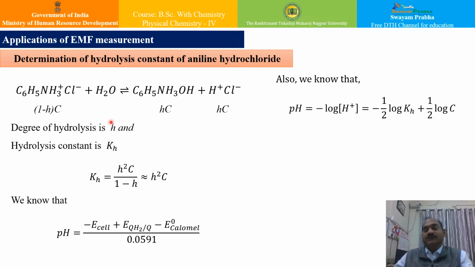As we were discussing the applications of EMF measurement, one of the important applications is the determination of the hydrolysis constant of aniline hydrochloride. This is one particular example of what the application of the EMF measurement can be, and how we can determine the hydrolysis and hydrolysis constant of a salt like aniline hydrochloride. The hydrolysis of aniline hydrochloride is given by this particular expression.